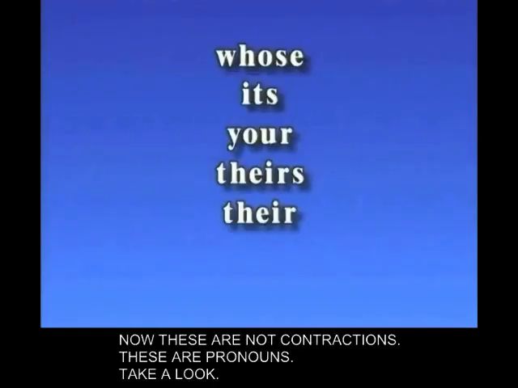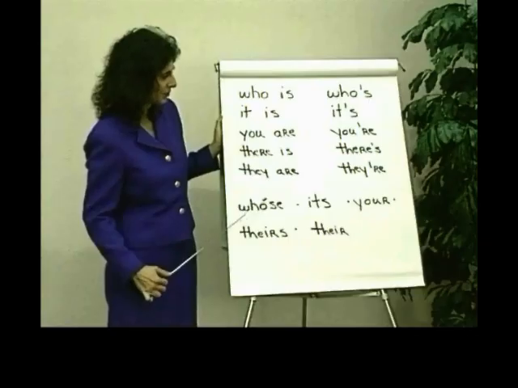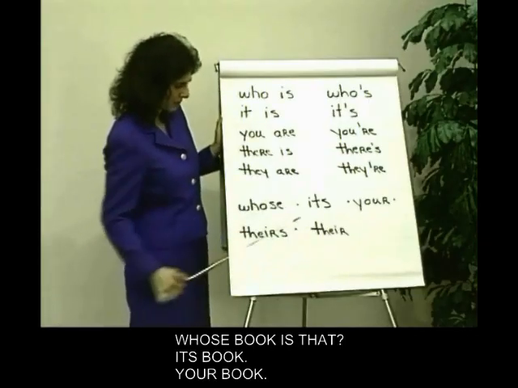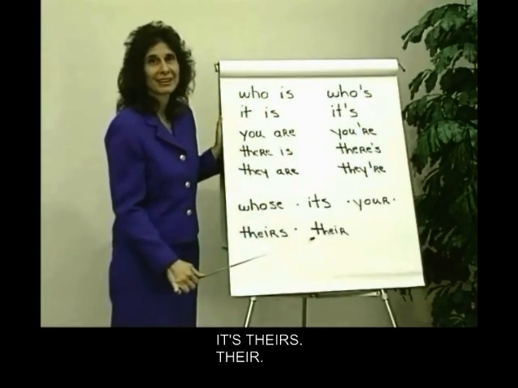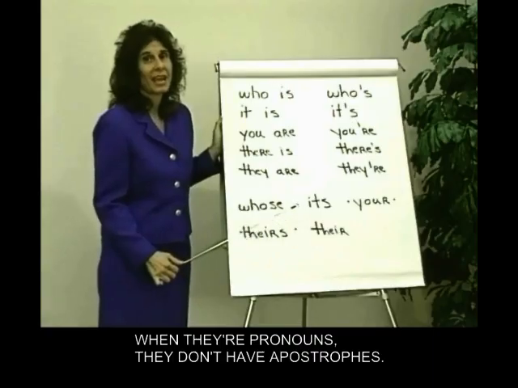Who is, who's. It is, it's. You are, you're. They are, they're. These are contractions. Now, these are not contractions. These are pronouns. Take a look. Whose, its, your, theirs, their. Whose book is that? Its book, your book. It's theirs, their. When they're pronouns, they don't have apostrophes.